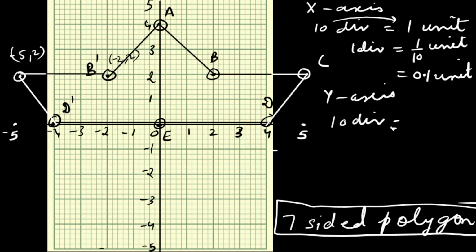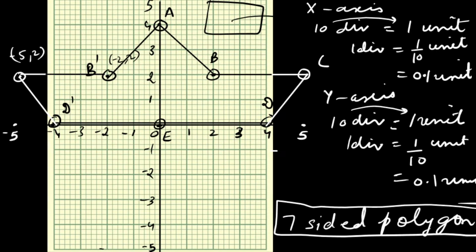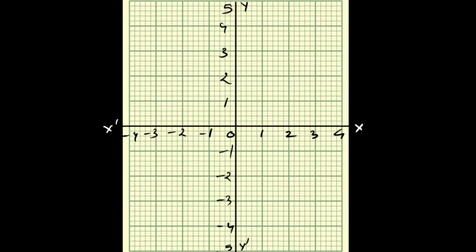For graphs of reflection we always do the same, because we are not assuming anything from our side. The graph will be the same. These 10 divisions we will always assume as 1 unit. So 1 division will be 1 by 10, which is 0.1 unit. You can write it at the right corner of your graph, in this space, the graph scale. Now let's do the next question. For the next question also, you can write the same graph scale the way I have mentioned here.